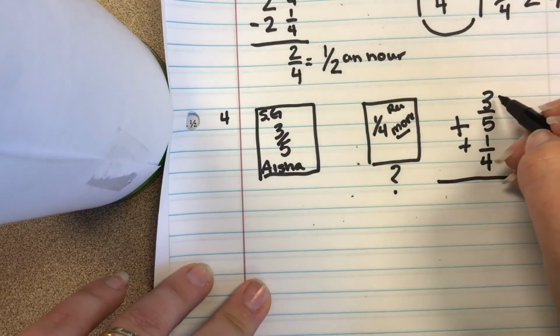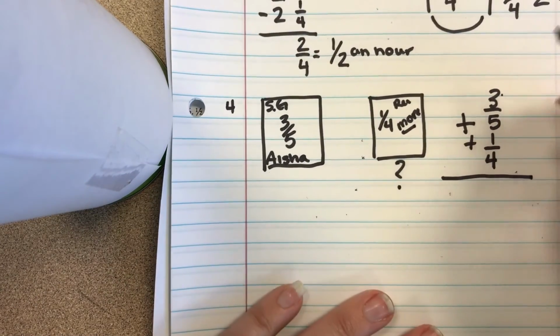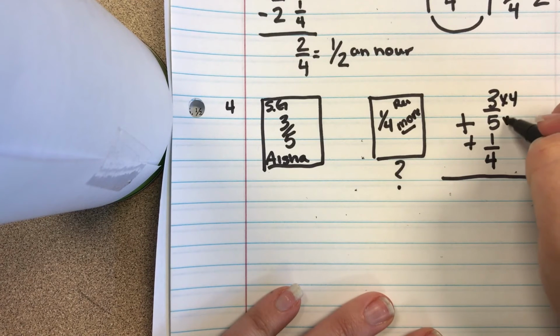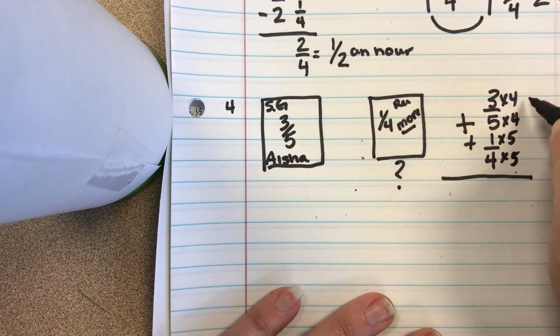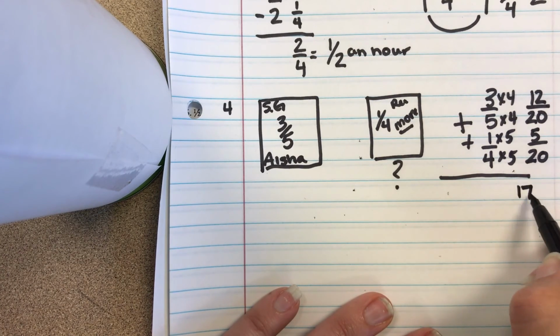I have to find common denominators. I can't turn 5 into 4, I can't turn 4 into 5 by multiplying. So I'm going to multiply by 4, and I'm going to multiply by 5. 3 times 4 is 12. 5 times 4 is 20. 1 times 5 is 5. 4 times 5 is 20. When I add the two parts together, I get 17/20.